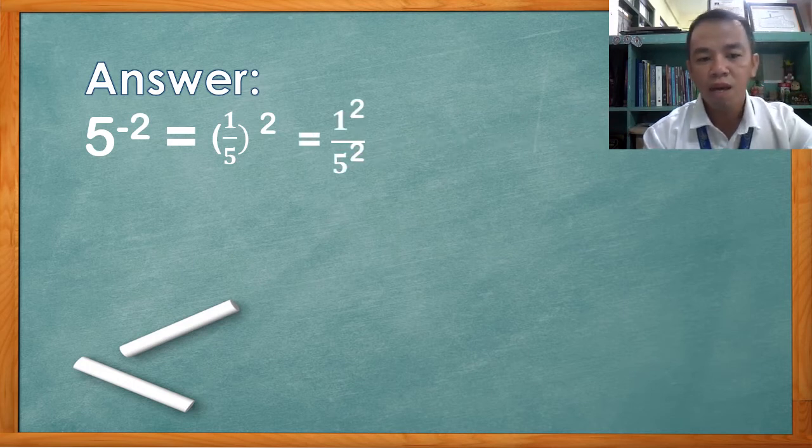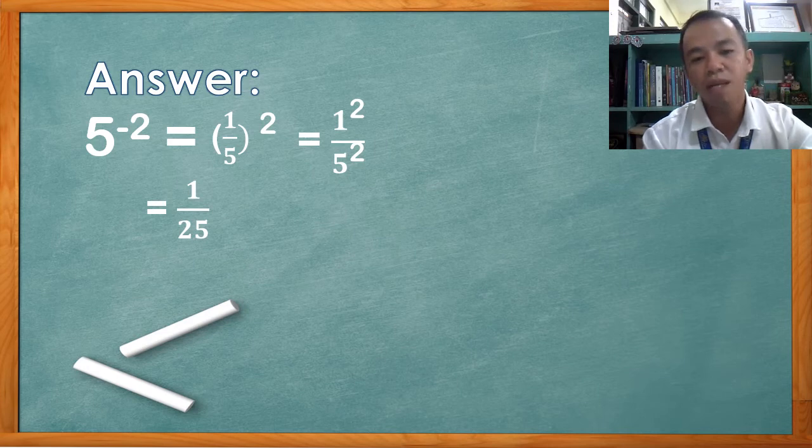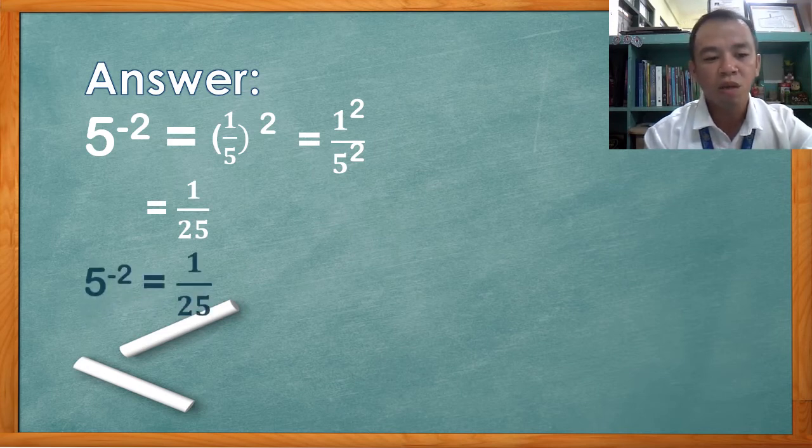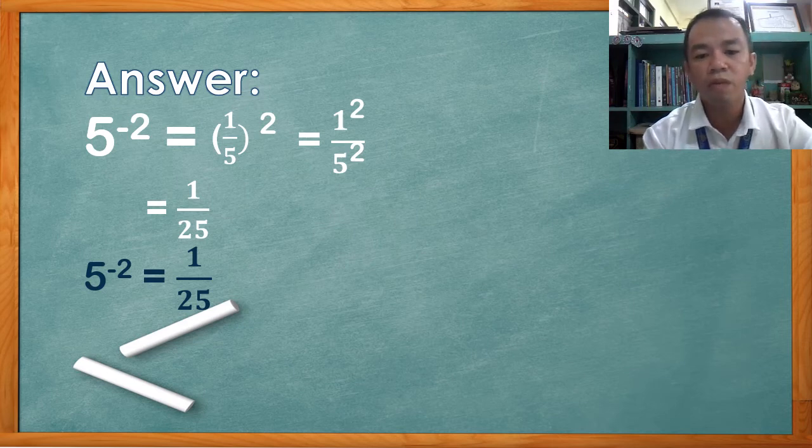Now, if we apply the power of a quotient rule on the exponent, that is equal to 1 squared over 5 squared. And 1 squared is equal to 1 times 1, and that is 1. 5 squared is equal to 5 times 5, and that is 25. Therefore, we have 1 over 25. So, 5 to the negative 2 is equal to 1 over 25.